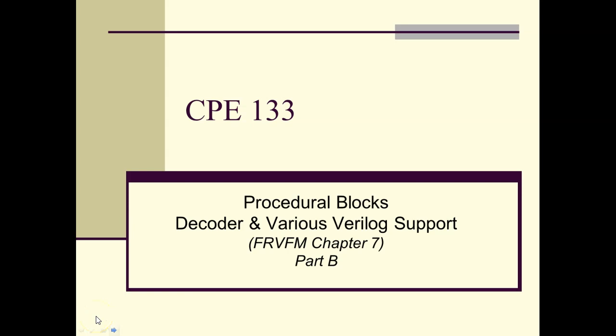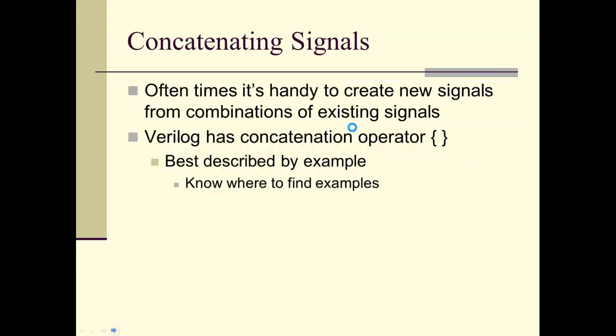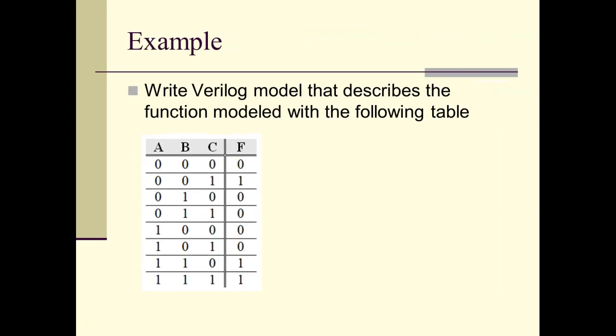This is CPE 133. This is Chapter 7 in the Free Range Verilog Foundation Modeling text, and this is Part B. So Part A went through a bunch of support work, which is kind of busy work. It's easy to fly through. What really matters is if you actually do some example problems. So we're going to skip through this really fast and get to the example problem where we quit last time. And here we are.